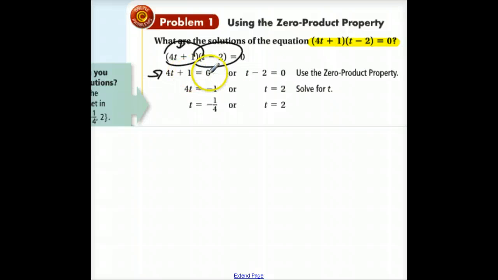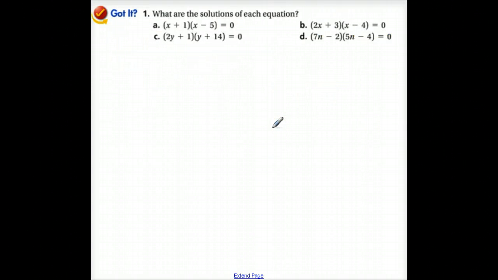So subtract 1, we get negative 1, divide by 4. T can be negative 1/4, or I can add 2 over here. T could be 2. Two possible solutions. Let me do another example.